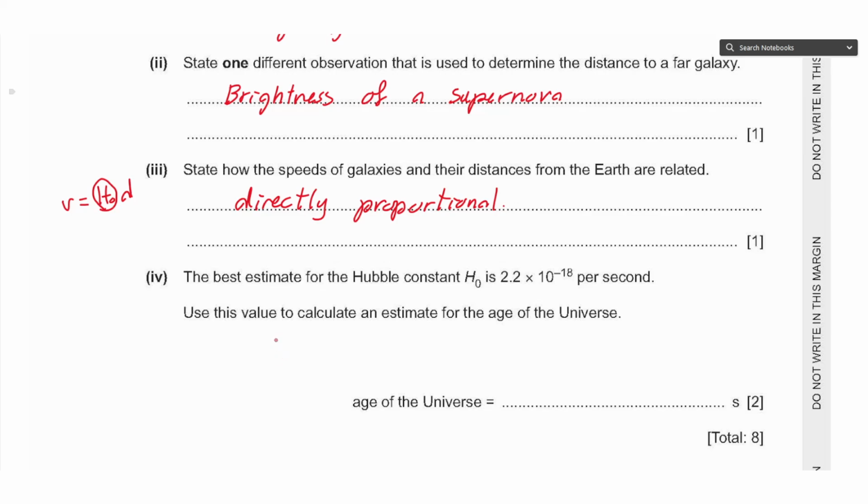We calculate the age of the universe as 1 over the Hubble constant. So we divide 1 by 2.2 times 10 to the power of negative 18. That gives an answer of approximately 4.5 times 10 to the power of 17 seconds. If it was required in years, we divide that by 365, 24, 60, and 60.